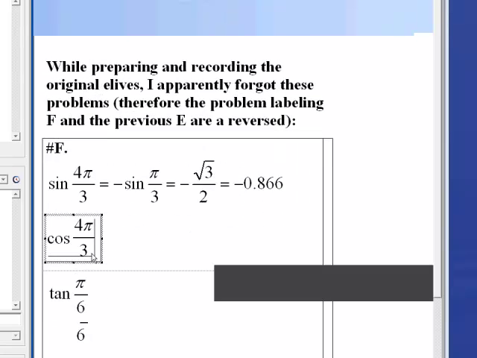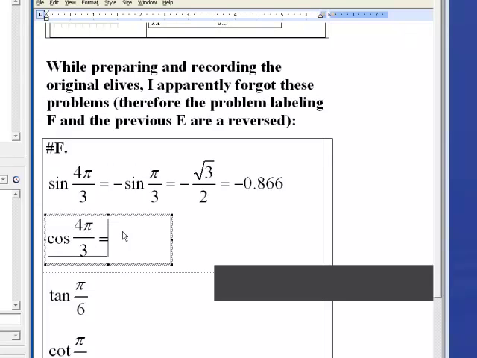Okay, next one. This is going to be again the same kind of reference angle here, pi over 3, and 4 pi over 3 again is in the third quadrant. The cosine there is negative as well. And so again, it's going to be cosine of 60 degrees, which we know is 1/2. So we're going to come up with minus 1/2, which of course is the same as negative 0.5.